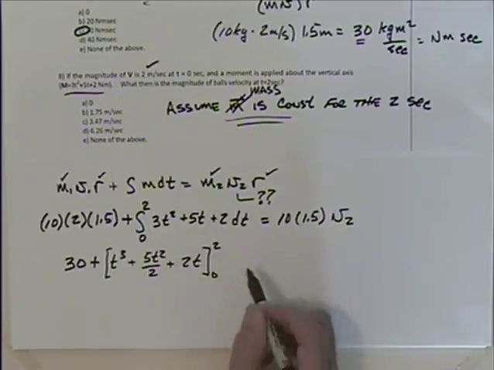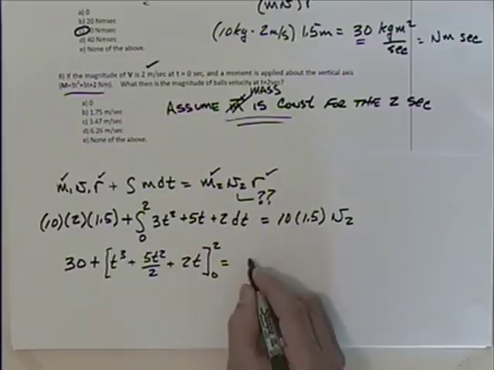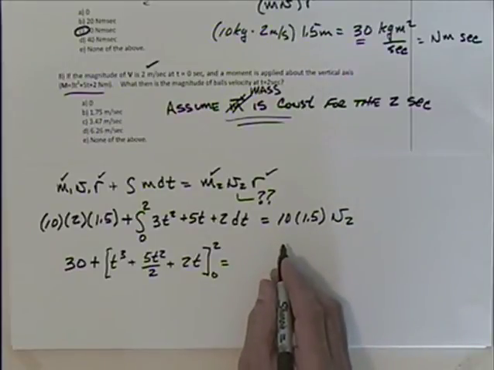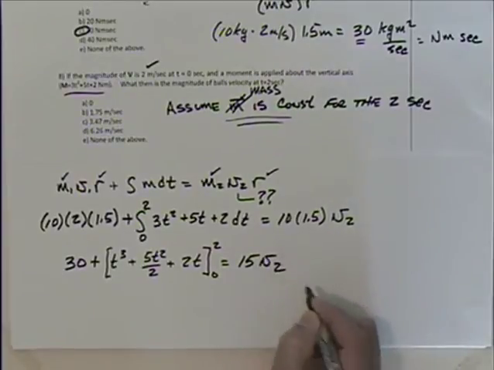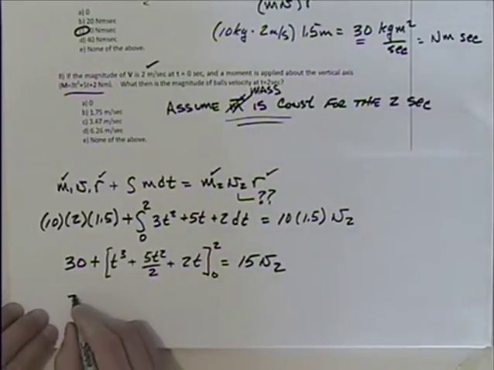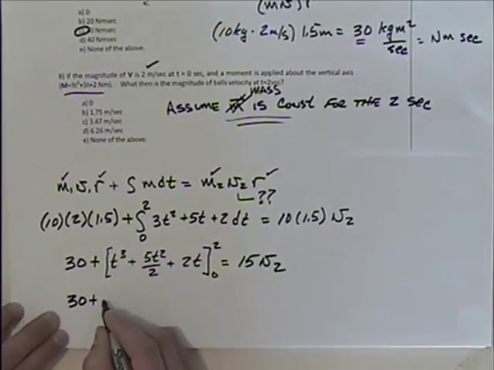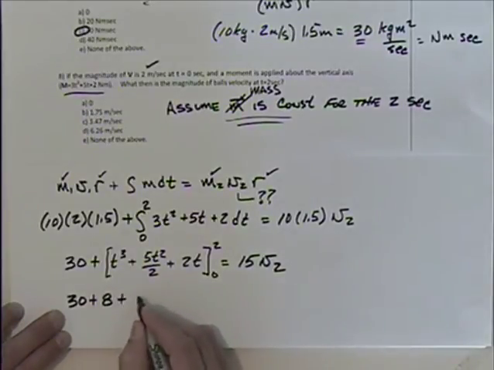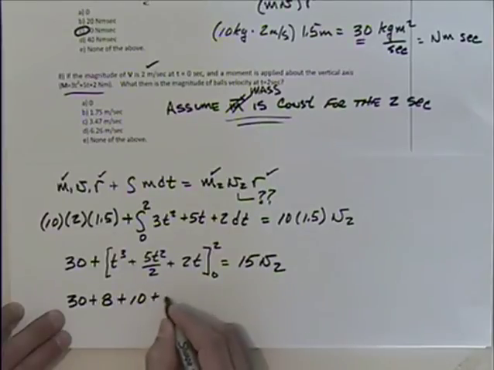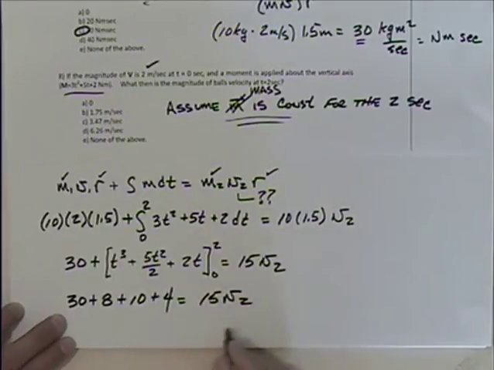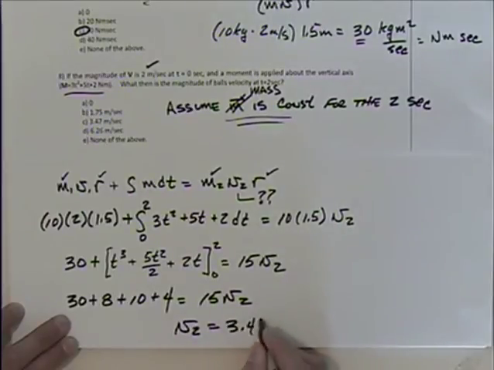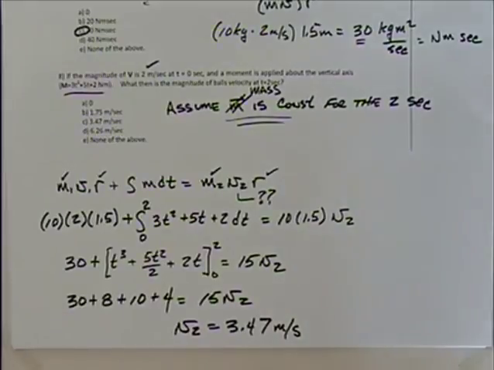Yeah, good. Is equal to, let's see, 1.5. 10 times 1.5 would be 15 V2. So this turns out to be 30 plus 8 plus 10 plus 4, the lower limit, I don't have to worry about that because it's 0, is equal to 15 V2. So V2 turns out to be 3.47 meters per second.